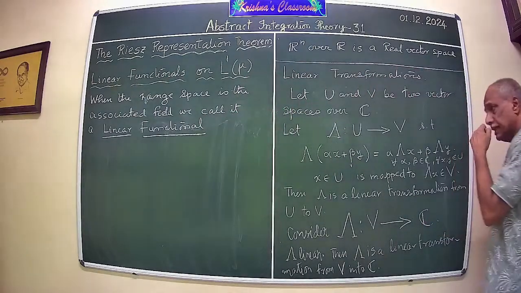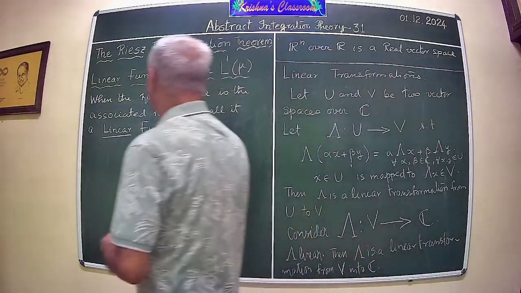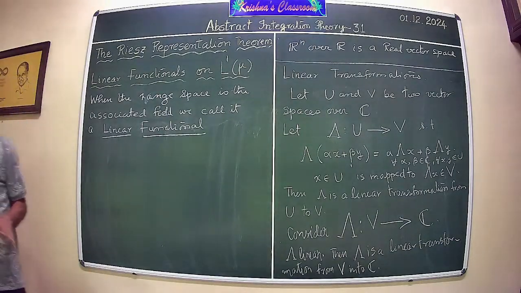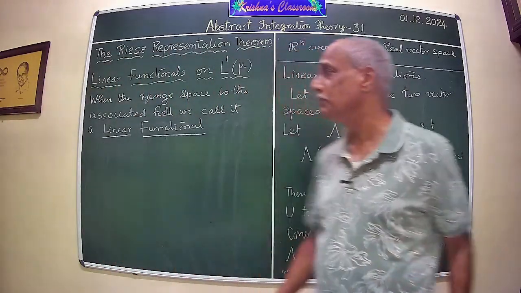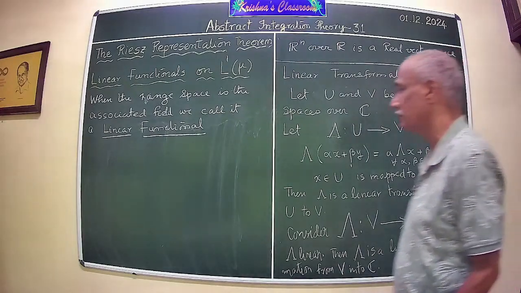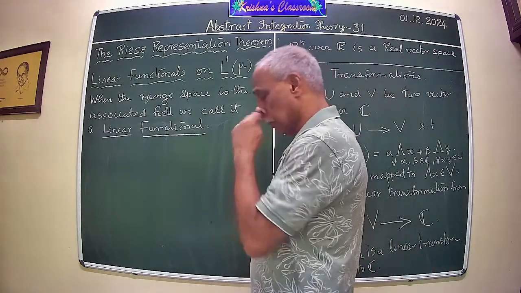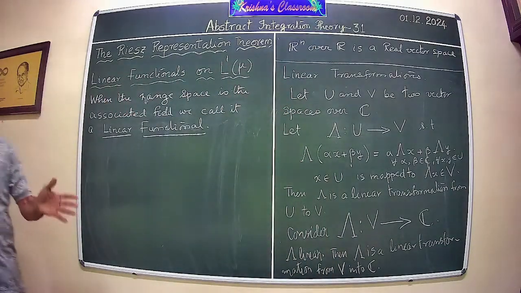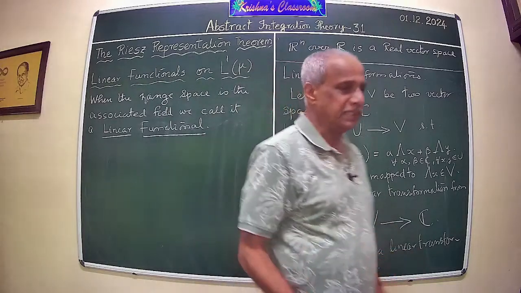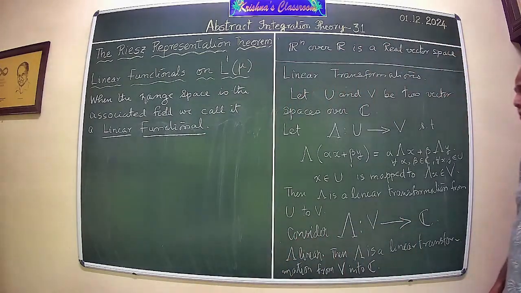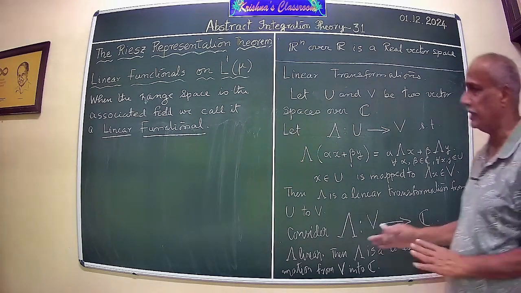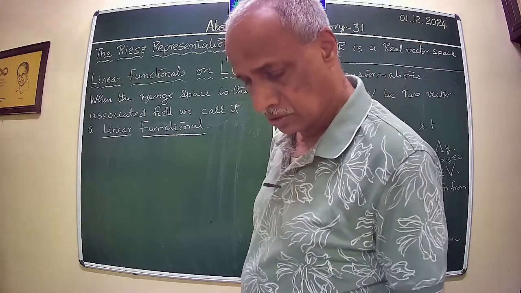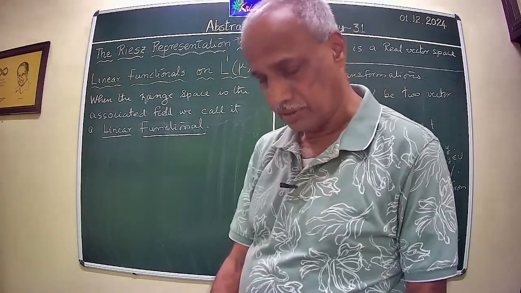Now, the linear functions do play a very important role in what we are going to discuss. At the center of the Riesz representation theorem, we will have linear functions. So it's again a linear transformation from one vector space into the other, but with the range space being the complex field, or the real field associated with the space. There is a special name, so that we will be more frequently using this terminology.